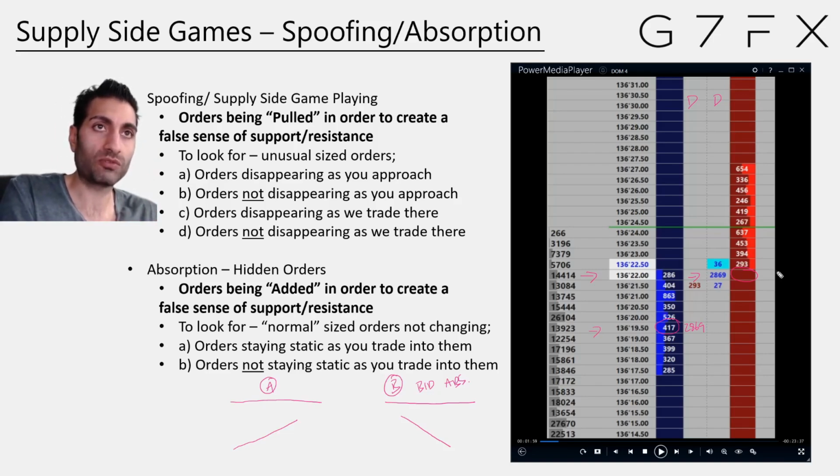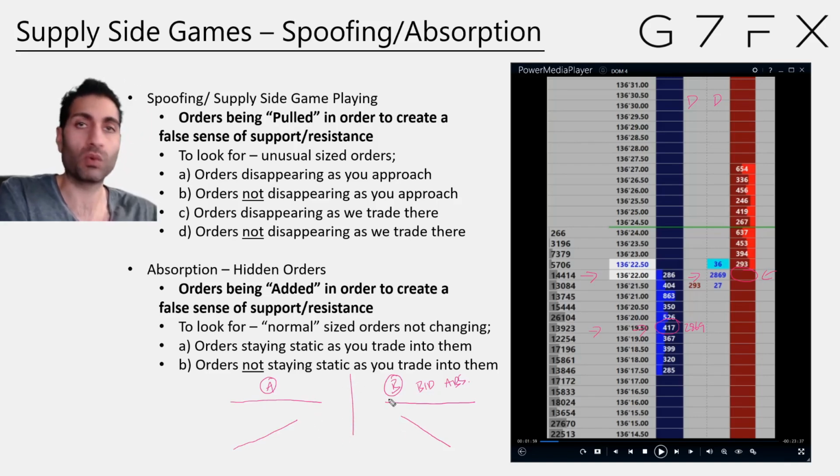So don't forget, look for this. Don't just look for one side. Look for this on both sides of the market, the bid side as well as the offer side. All right, guys, this is essentially how you spot this on a chart, but we'll come back to this in the pro course.